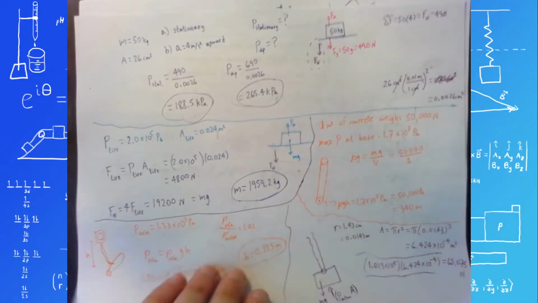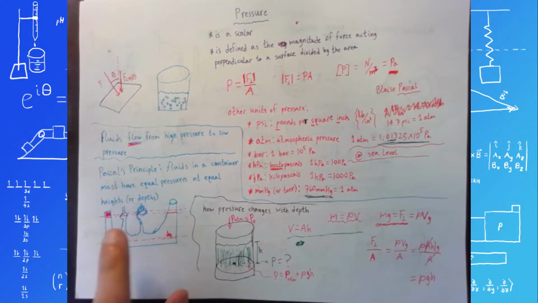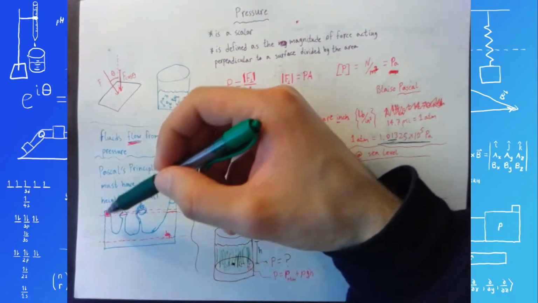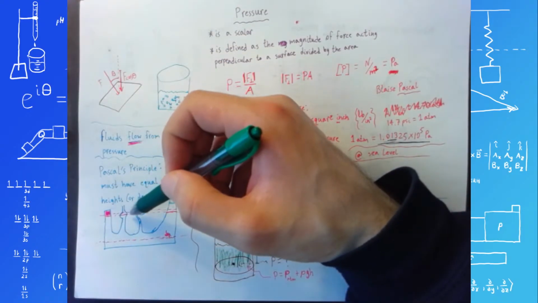Actually, let me go back to the page where I had the drawing. Yeah, over here. I tried to explain this and I wasn't really satisfied with the way that I was explaining it. It just felt incomplete. So I'll just draw a simplified version of this. I'll just draw one of those U-shaped tubes.